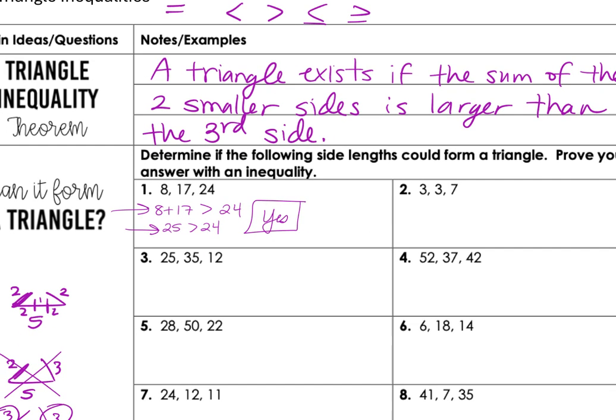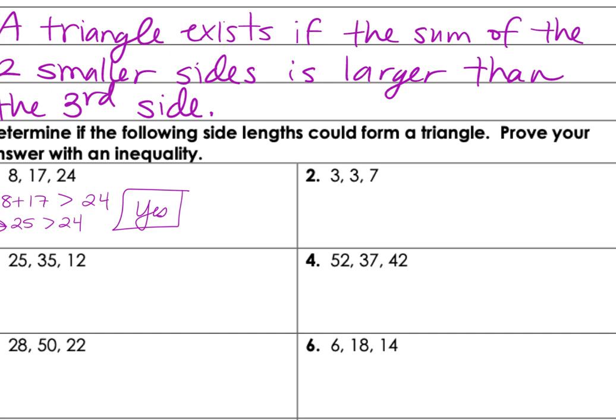Look at number 2. Can you get a triangle with side lengths of 3, 3, and 7? No. Why not? 3 plus 3 is not greater than 7, right? 6 is not greater than 7. So this would be no. You cannot make a triangle with sides of 3, 3, and 7.